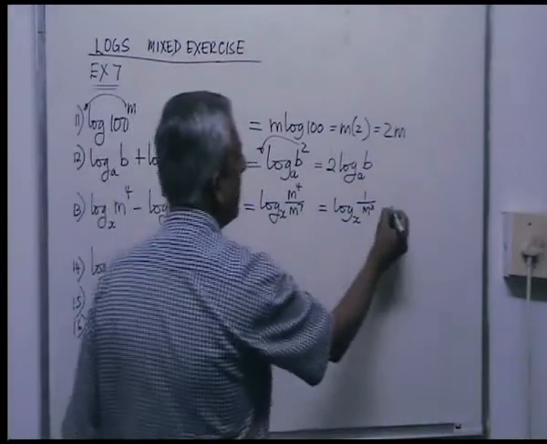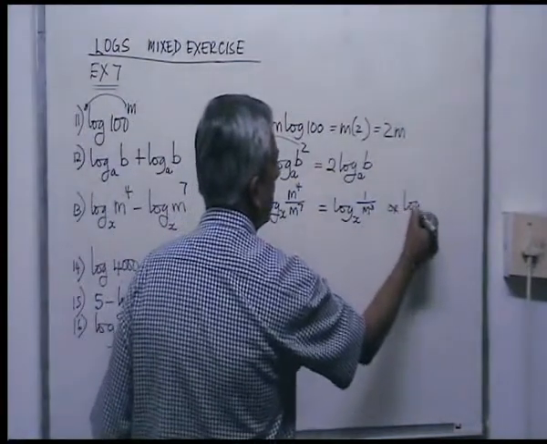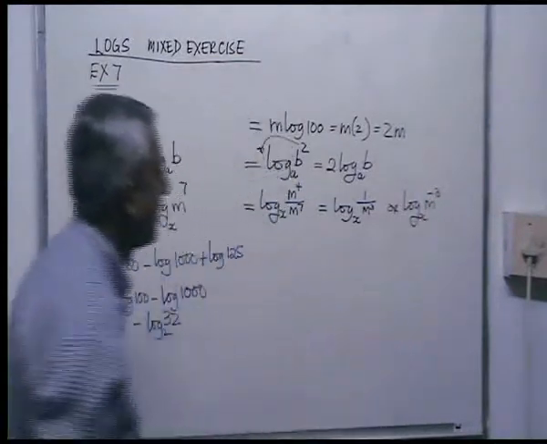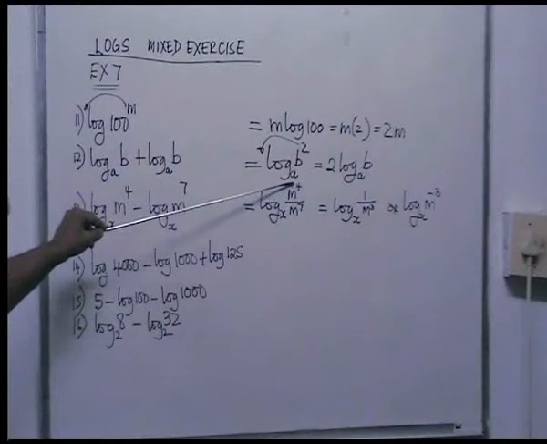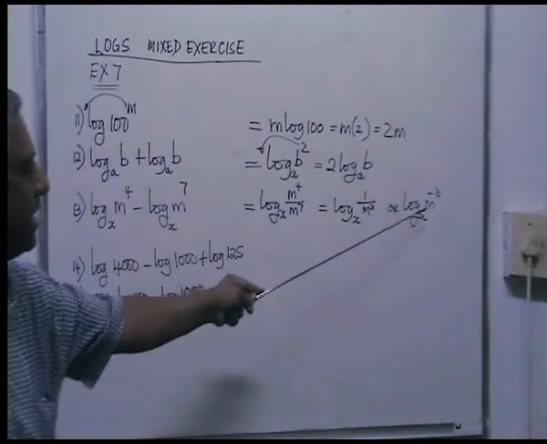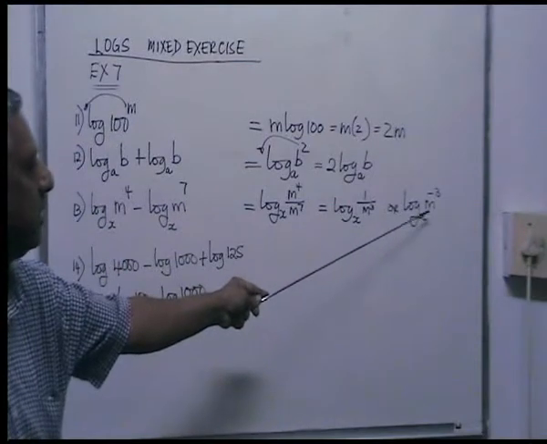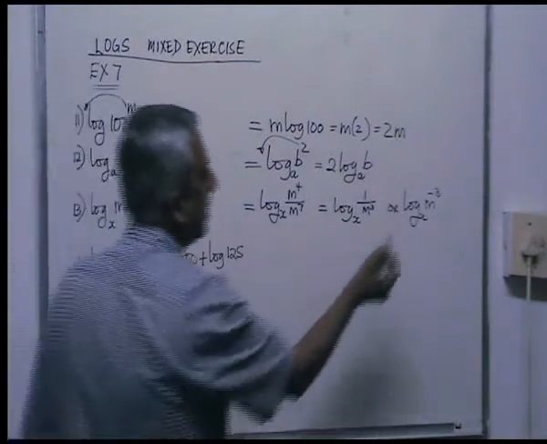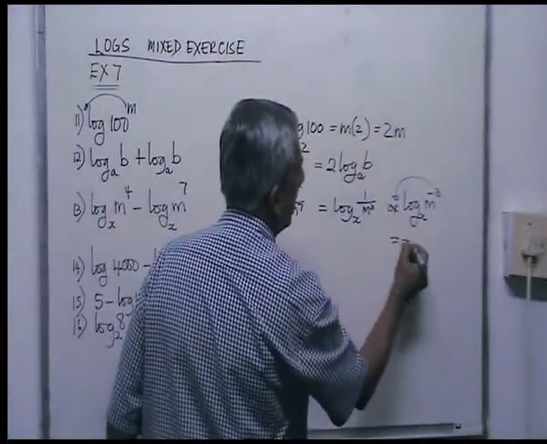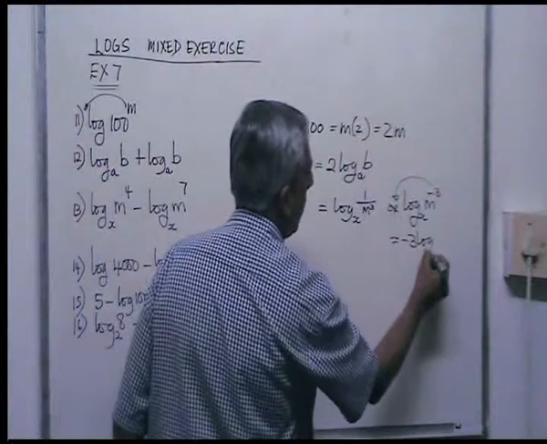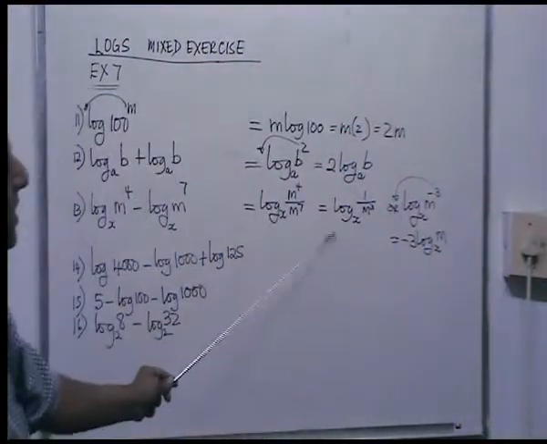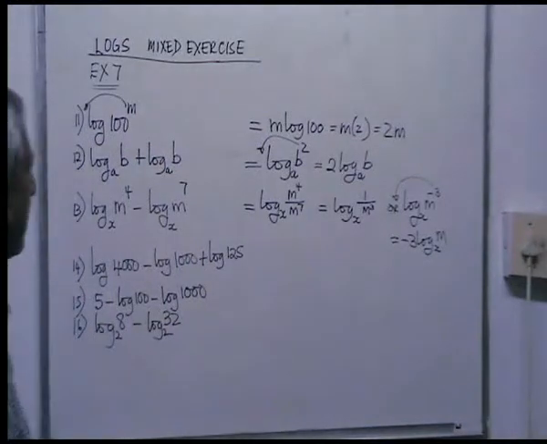Another answer for this will be log m to the minus 3. You see, if you subtract on top, 4 minus 7, you'll get m to the minus 3. In that case, you will bring the 3 to the front here, so it will become minus 3 log m to the base x. So we've got two answers. You can write it like that or you can write it like that.